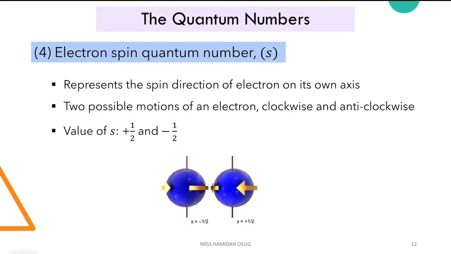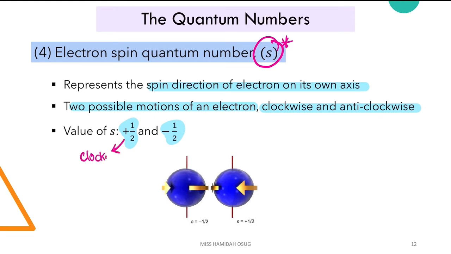Okay, so the last quantum number is called the electron spin quantum number with the symbol small s. The electron spin quantum number represents the spin direction of the electron on its own axis. There are two possible motions of an electron, which are clockwise and anti-clockwise. So the value of s is positive half and negative half. Positive half represents the clockwise motion, while negative half represents the anti-clockwise motion. So the electron will have two directions.